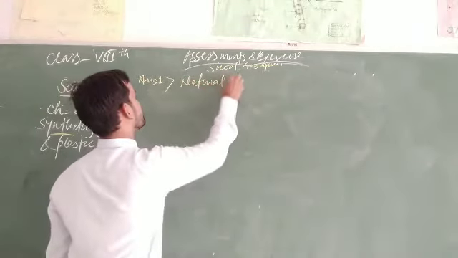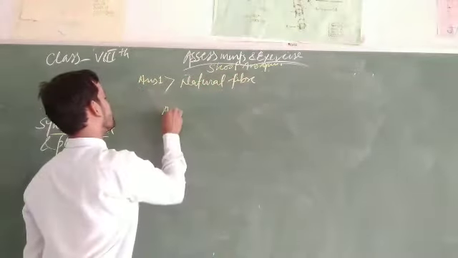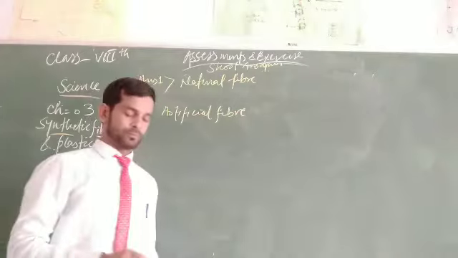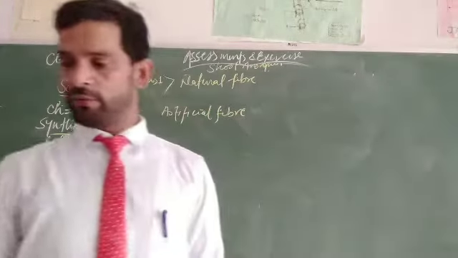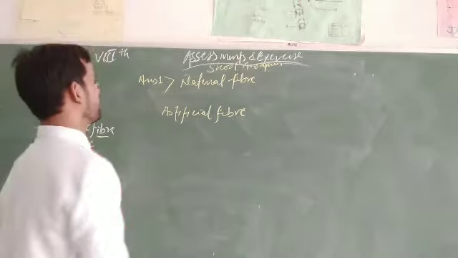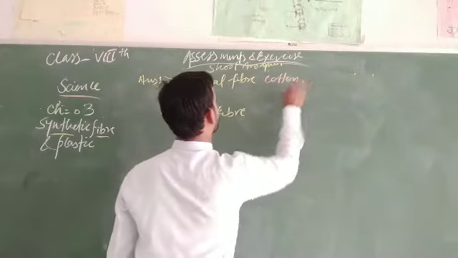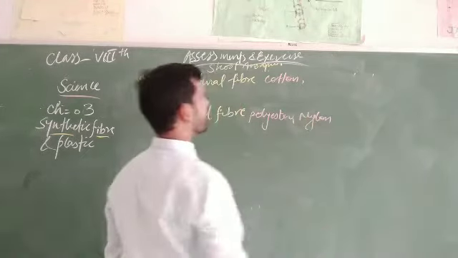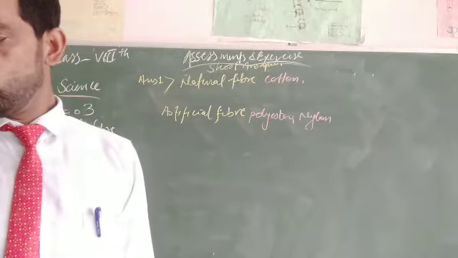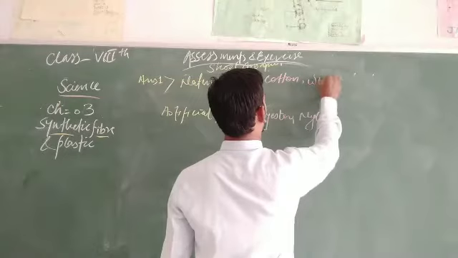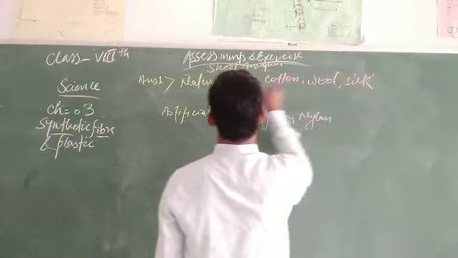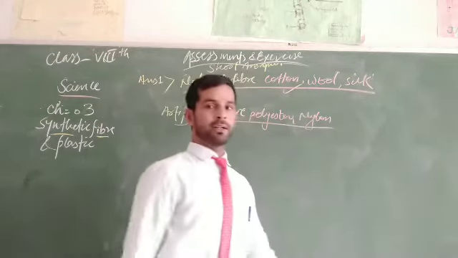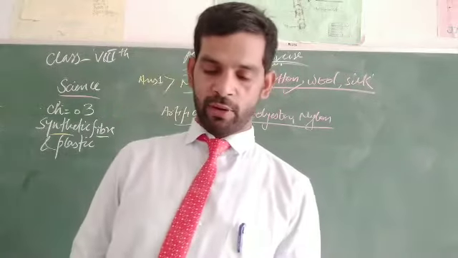Natural fiber and artificial fiber. Here we are given cotton, polyester, nylon, wool and silk. Cotton, wool, and silk are natural fibers, and the artificial fibers are polyester and nylon. So this is all about question number 1.